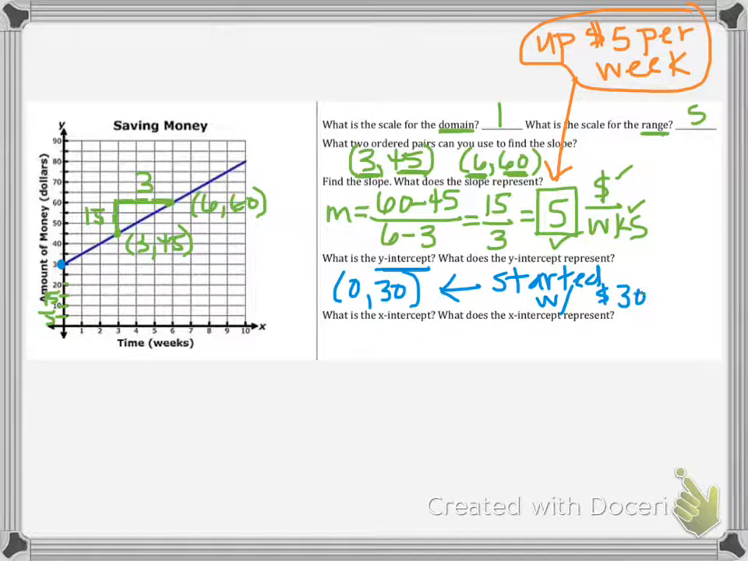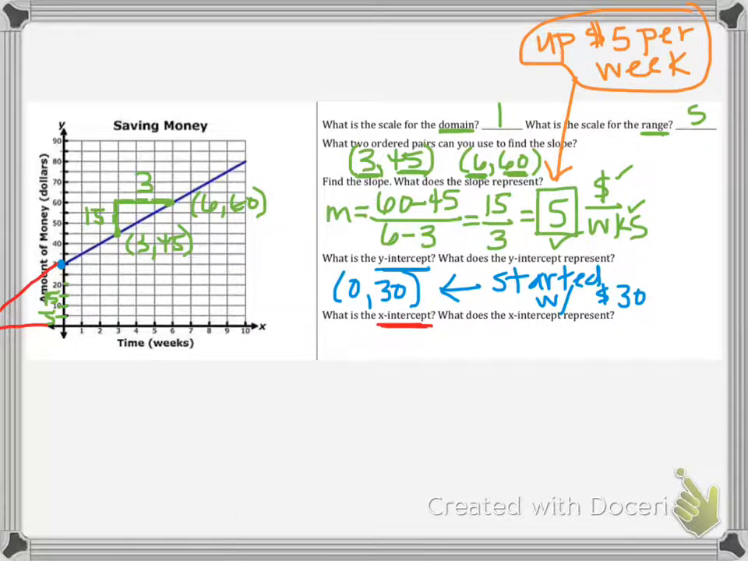Okay, now let's take a look at our x-intercept. And that's where our graph crosses the x-axis. And oh, I can't tell. Now what I could do is I could extend my line, right? We could make a little guess. We could actually use the slope. If my y-intercept is at 30, I'm going to go to the left down $5 every week, right?